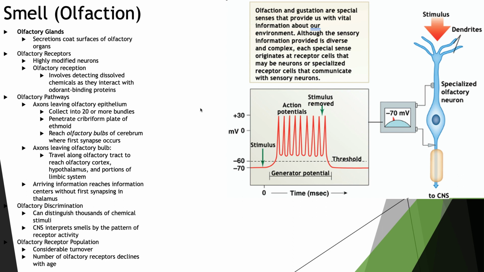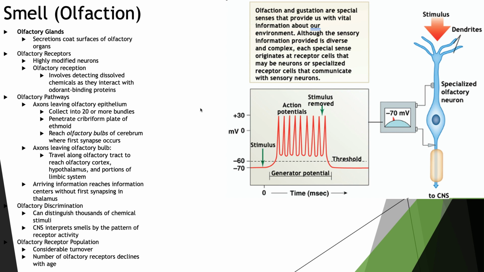The olfactory receptor population undergoes considerable turnover. Basal cells in the epithelium divide and differentiate to produce new receptor cells. This turnover is one of the few examples of neuronal replacement in adult humans. Despite this process, the total number of receptors declines with age, and those that remain become less sensitive. As a result, elderly people have difficulty detecting odors in low concentrations.